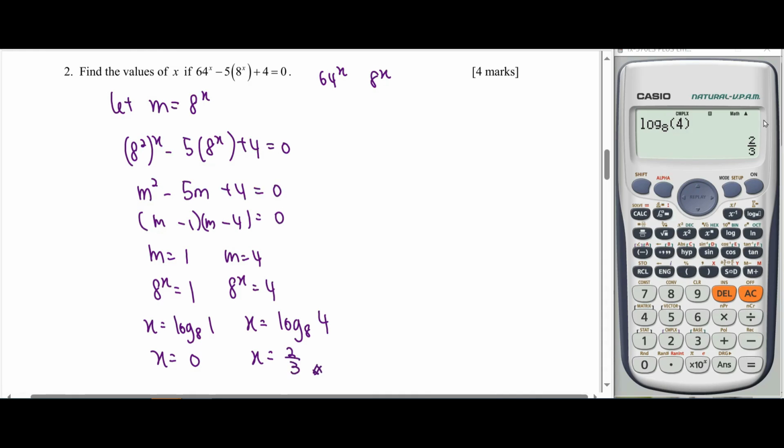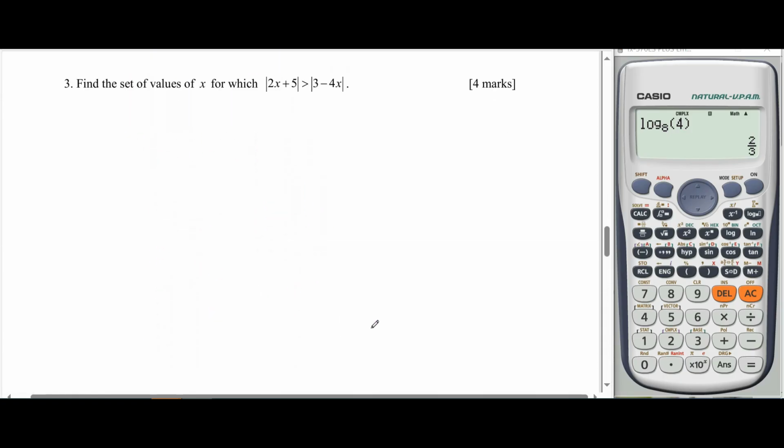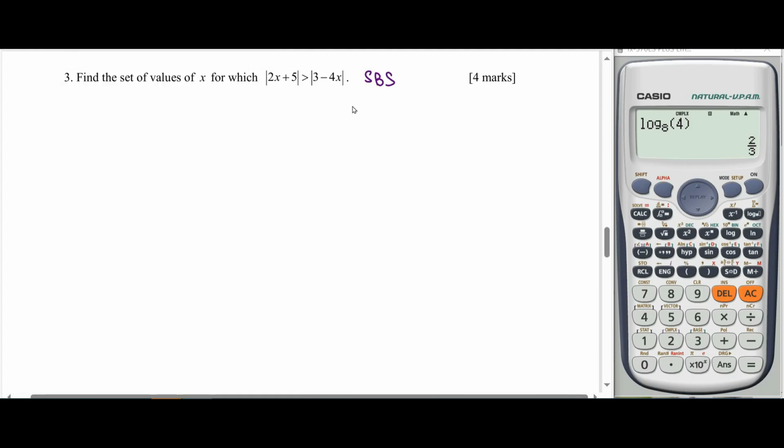So for indices, we don't need to check the answer. It can accept any value of x. So this is our final answer. Then we move on to inequalities. When we have modulus inequalities, we can do squaring both sides. So our method applied here will be squaring both sides.